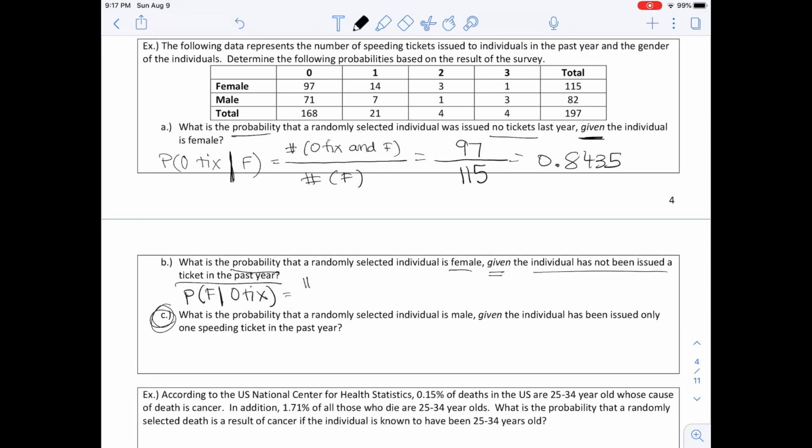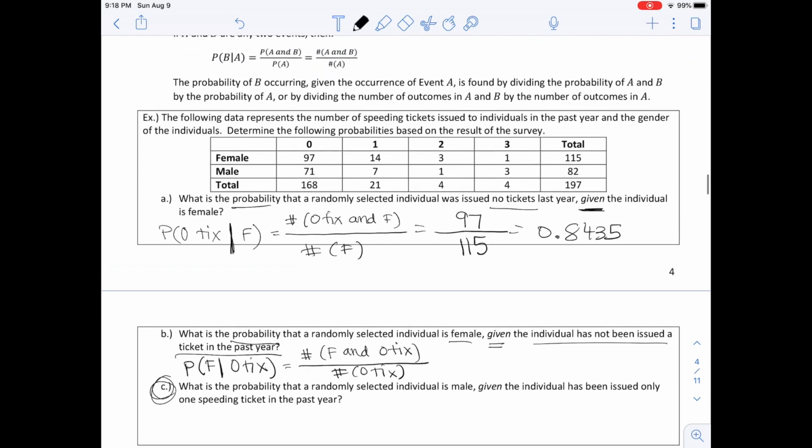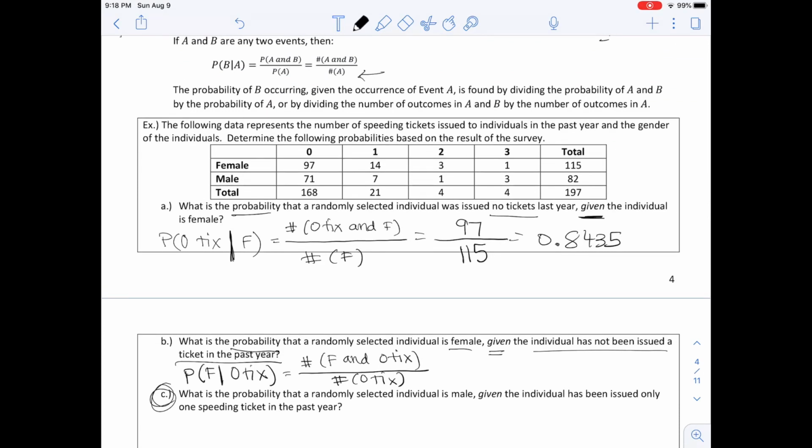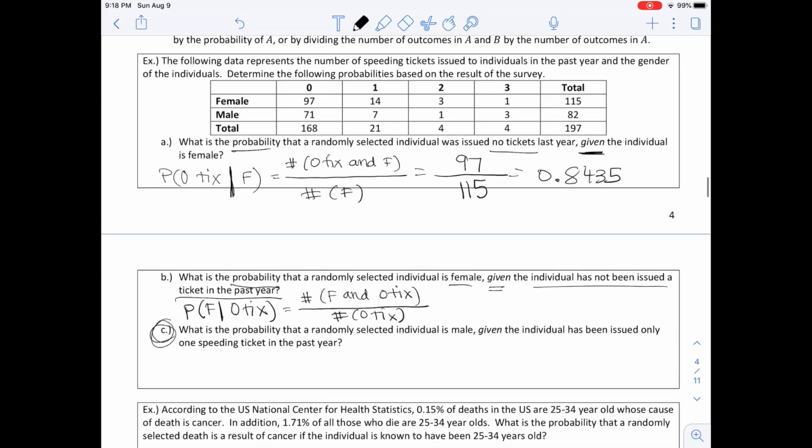So looking at our table up above, we're going to use our number, and our formula is going to be the number of people that are female and have 0 tickets divided by the number of people that have 0 tickets. I want you guys to realize that it's always divided by what is given, which in this problem is A.